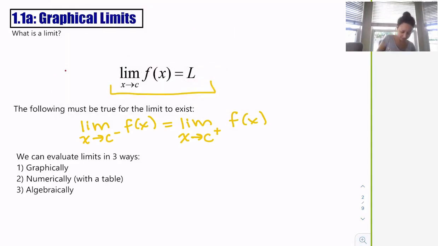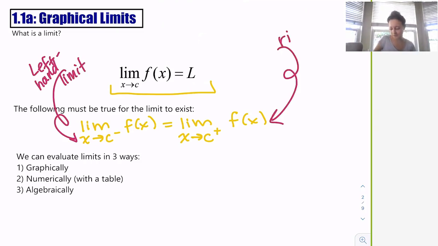So just a little note for ourselves. This is what we call the left-hand limit. And that's what we call the right-hand limit. All right. And if you remember from Precalc, this is what needs to be true in order for the limit to exist. That what I'm approaching from the left is going to be the same as what I'm approaching from the right.